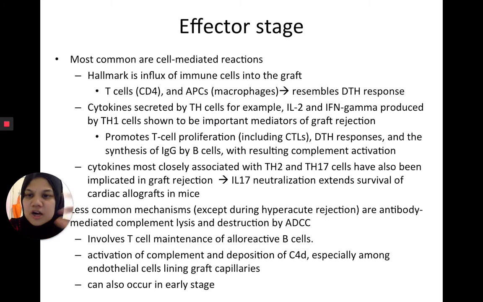There are some cytokines that we know are more closely associated with graft rejection, so targeting these cytokines can help reduce graft rejection. For example, neutralizing interleukin-17 has been shown to extend the survival of cardiac allografts in mice. Those are the more common reactions that you see in the effector stage, but there are also less common mechanisms. This includes antibody-mediated complement lysis and destruction through ADCC.